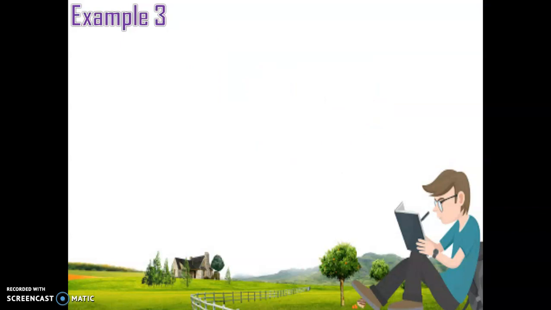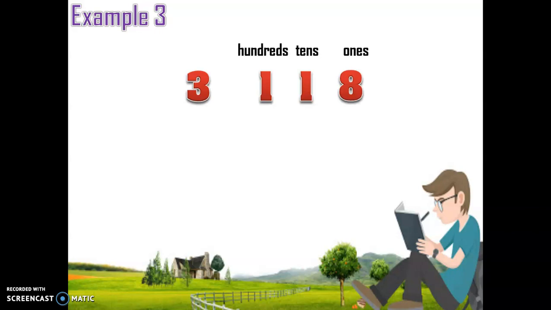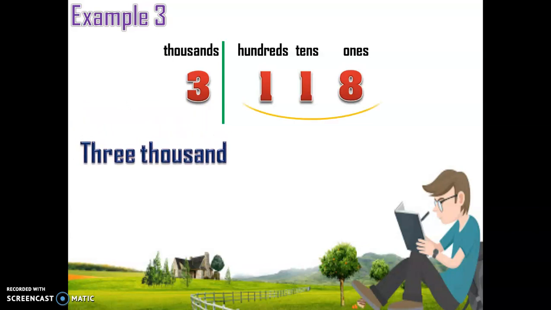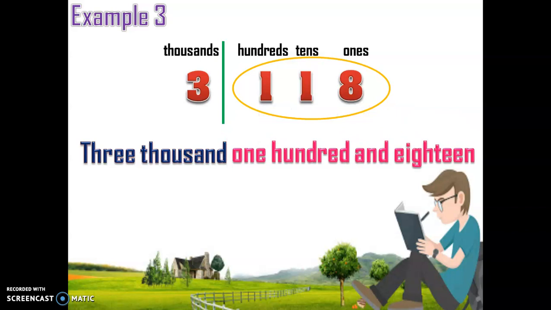Now let us look at the third example. 3118. First, we put the place value for each digit and divide it into two partitions. After dividing into two partitions, we need to start from thousands. Students, what is the number in thousands? Very good. So we must write 3000. And how about these numbers? Very good. It is 118. So the answer is 3118. Do you understand, students?